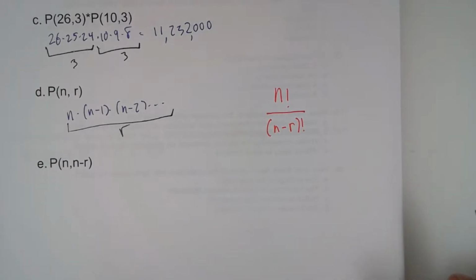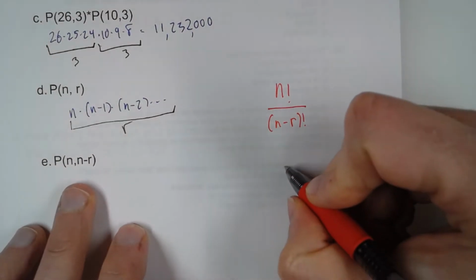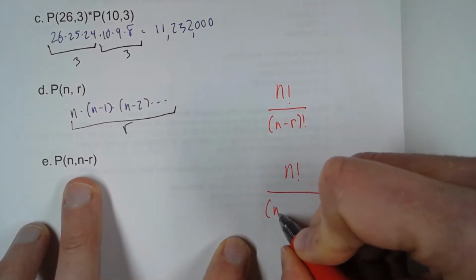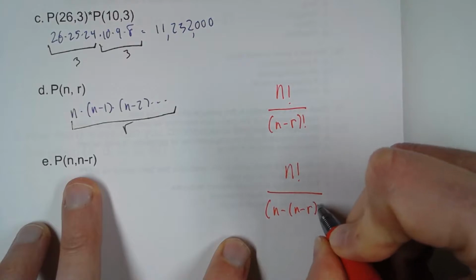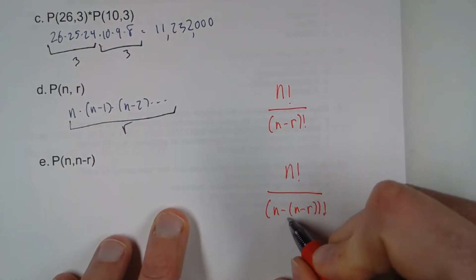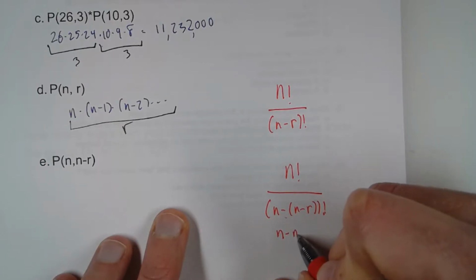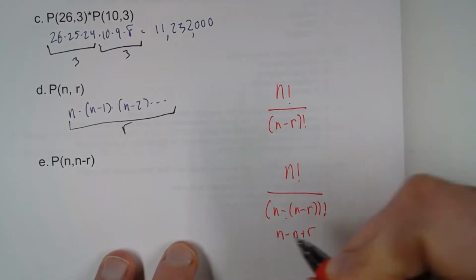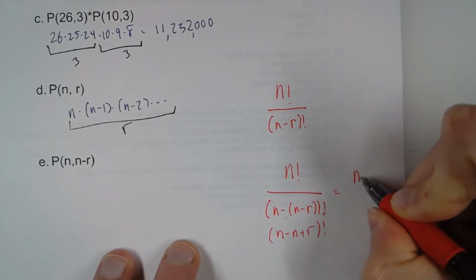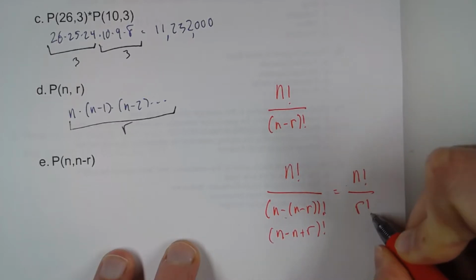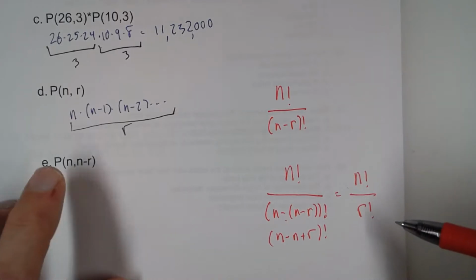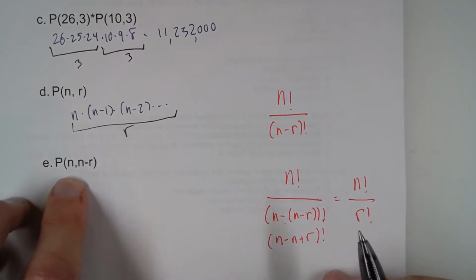Now letter E, very similar. I have n on top, and then I'm going to subtract these. N minus r factorial. Now I'm going to simplify this a little bit because I can distribute the negative. N minus n plus r. So that simplifies and just leaves r factorial on the bottom. And so that's the formula for this one, P n comma n minus r.